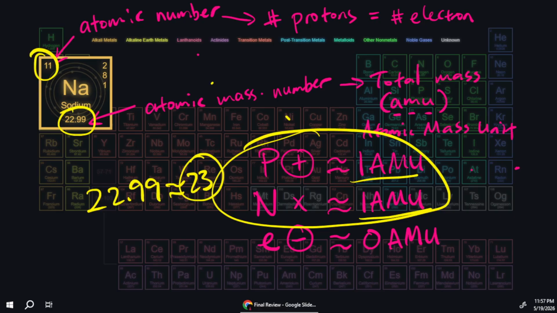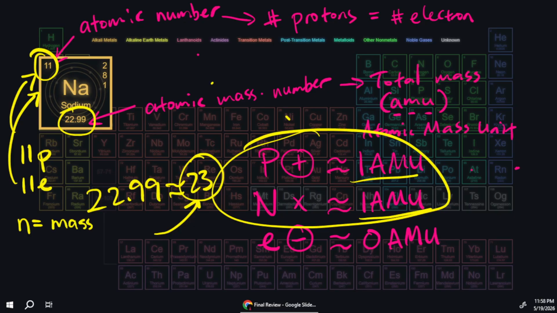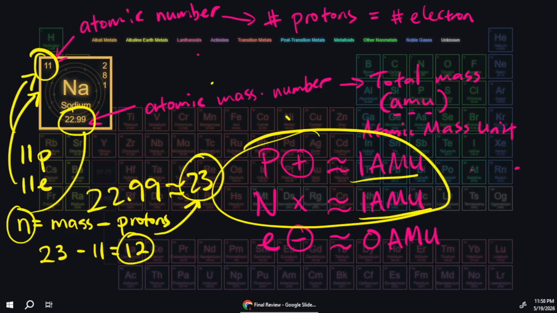So to find the number of neutrons, we have to subtract the number of protons. So for sodium, we have 11 protons because of that number. We also have 11 electrons, same thing because of that number. And then neutrons is equal to the mass number, or atomic mass number, subtract the number of protons. Okay, so 23 minus 11 equals 12. So we have 12 neutrons for sodium. And we have to use the mass number to calculate that one.